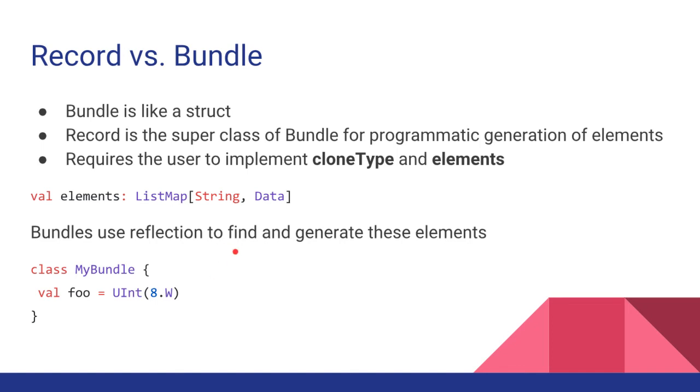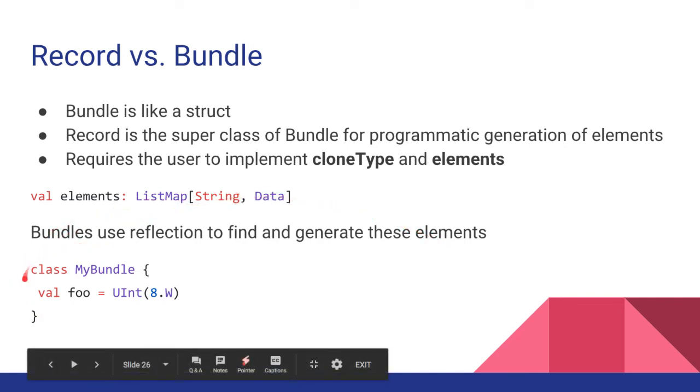All right, so like I said, record is a superclass of bundle, and all records are required to have a ListMap of elements. Bundles are a special case of record where we can automatically generate that list using reflection for what the elements of that bundle are, which is kind of neat.